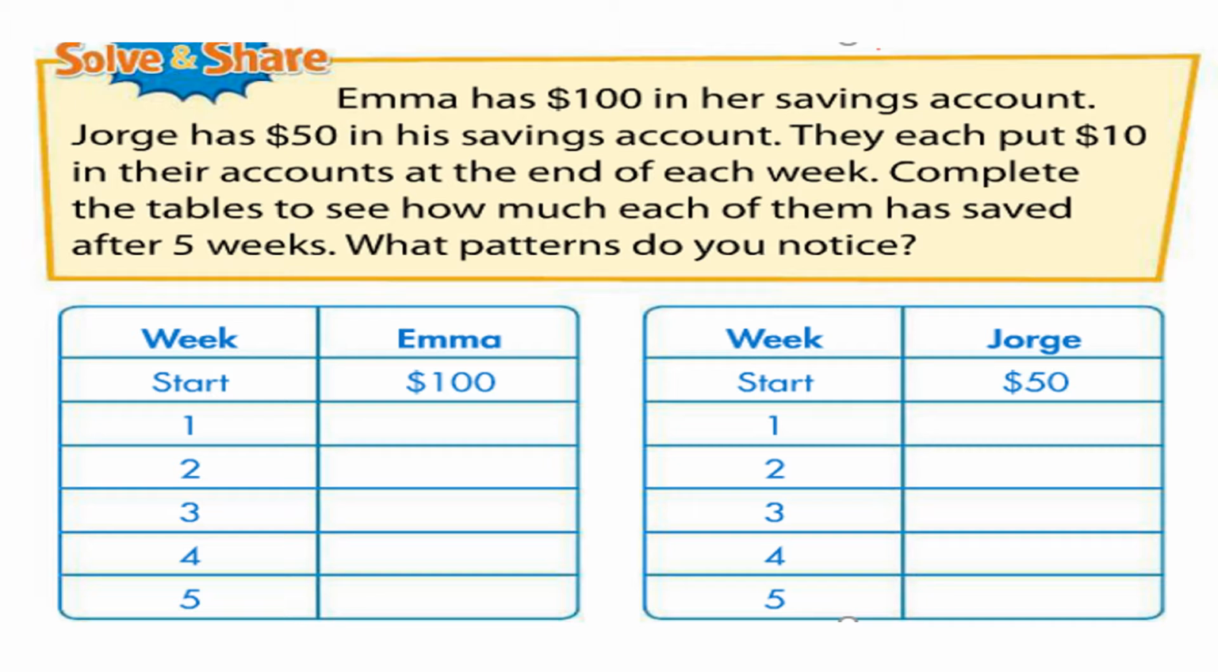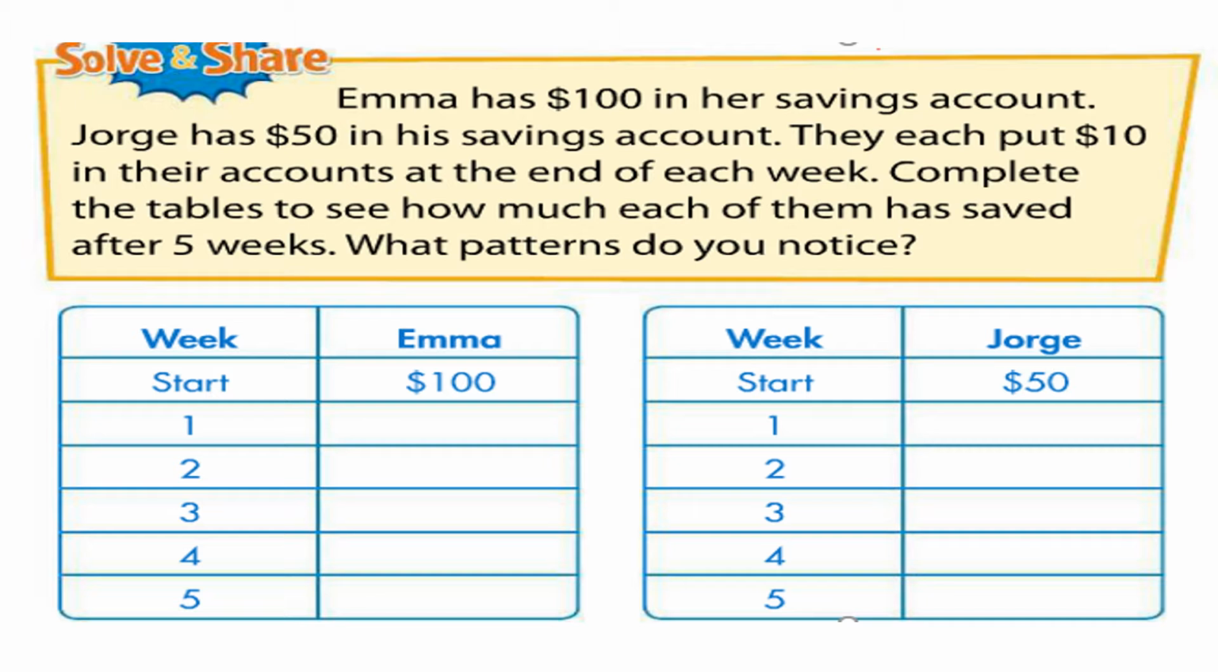What patterns do you notice here? Firstly, as I said, you have to get the rule. What is the rule of the pattern here? Of course, he said they each put $10 in their accounts at the end of each week. So the rule of our pattern in this question is exactly add 10. Firstly, let's make tables here. The first table is for Emma and the second table for George.